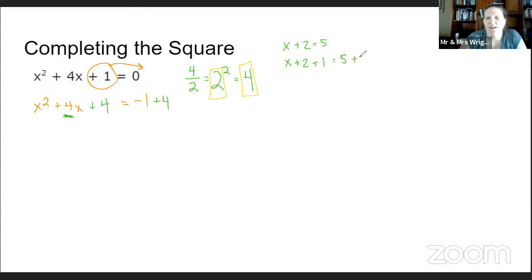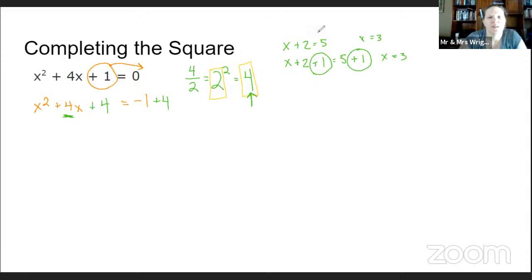But what if I added 1 to both sides? So x plus 2 equals 5, I added 1 to both sides. Did that change my equation? No, or not my equation. Does that change my answer? No, x is still 3 in both of those examples. So if you're going to add something, you have to add it to both sides. So x squared plus 4x plus 4 equals negative 1 plus 4. That's where I got the adding the 4 from.